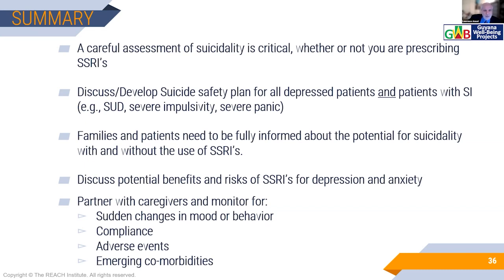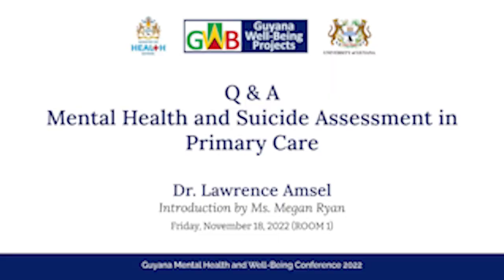Discuss potential benefits and risks of SSRIs for depression and anxiety, as again, when cognitive behavioral therapy is not going to work for them. Partner with caregivers and monitor. Be aware of sudden changes, and be aware of what we used to call compliance. I think we now call this adherence, which is: are people taking the medication? Are they using the plan? Are they doing the things that you have advised them? And if they're not, don't blame them. Sit with them and have a non-judgmental conversation. Be aware of adverse events and emerging comorbidities. And that's the last slide.